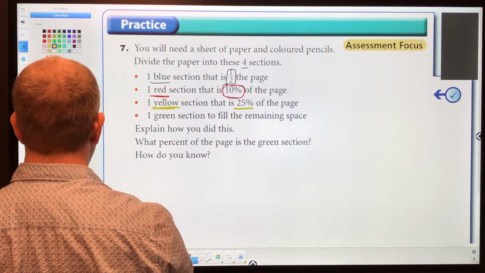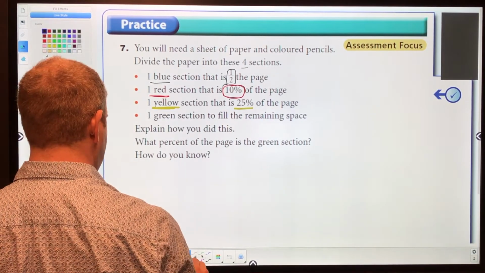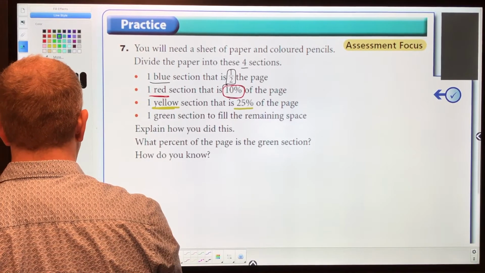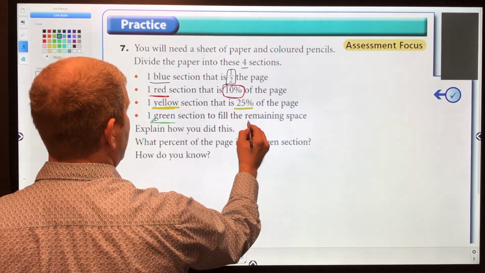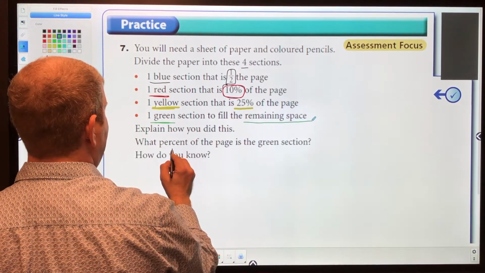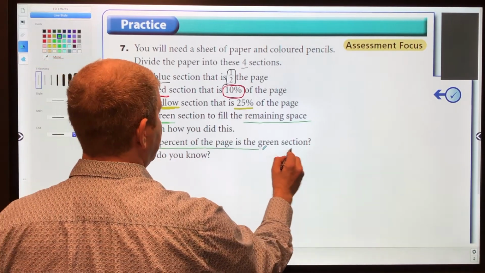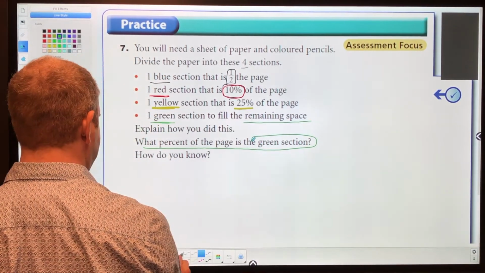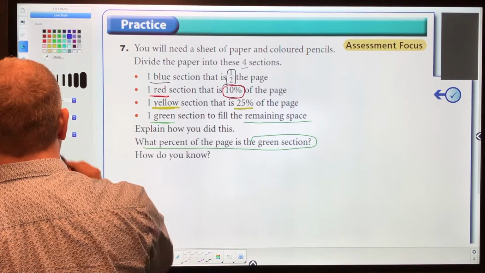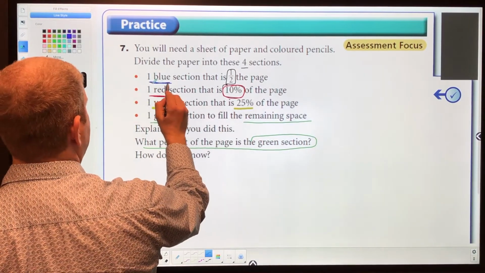And green is the remaining space, and it says what percentage of the page is the green section. So that's what we're gonna have to find out over here. Blue, there we go, there's blue.